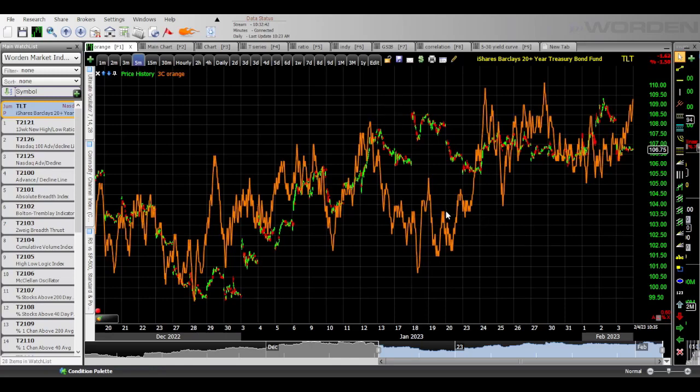Generally, you'll see a little bit of weakening in 3C right as the consolidation starts. So a high is put in, time to consolidate. That's what's happening over here. And then a positive divergence as we get into the point where it's about ready to break out.